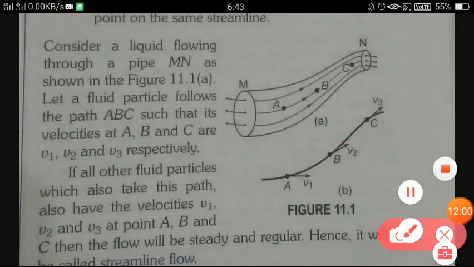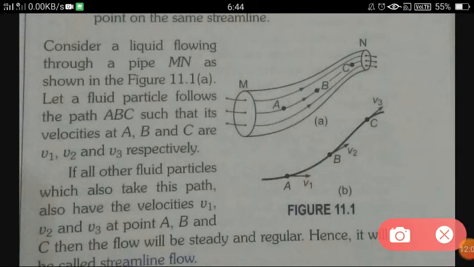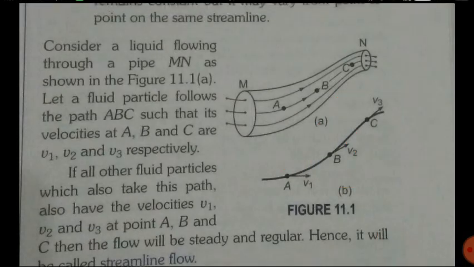That is, for A, velocity is v1, for B, velocity is v2, for C, velocity is v3. So for different points, different velocities are there, but for point B, the velocity will always be v2 only. And similarly for point C, the velocity will always be v3 only. Are you getting this? For different points, velocity will be different. For one particular point, the velocity will always be the same. So these are some properties of streamline flow.